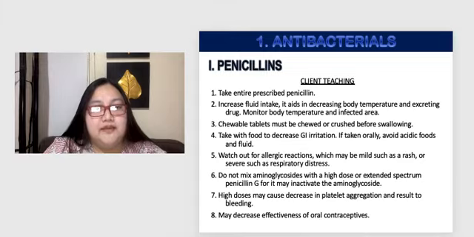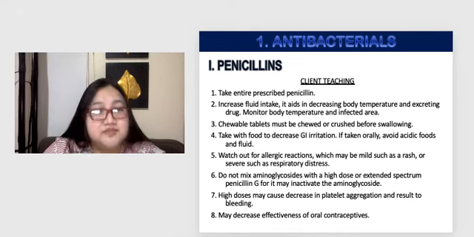Kaya kapag high doses ang penicillin, watch out for bleeding tendencies. And lastly, if penicillins are being taken by women who use pills as a family planning method, penicillins decrease effectiveness of pills or oral contraceptives. So the mother might need an additional family planning method kung ganun man yung purpose niya for taking the pills.